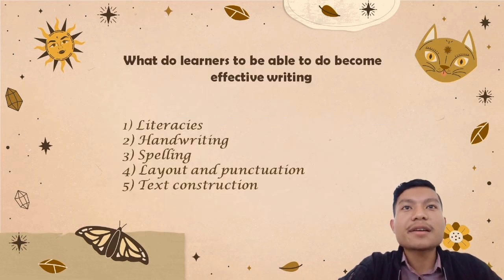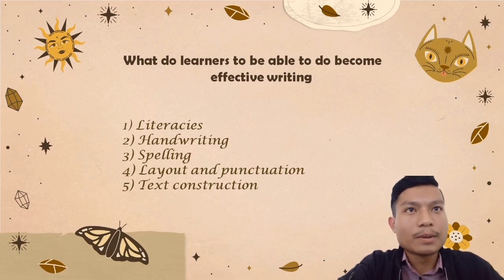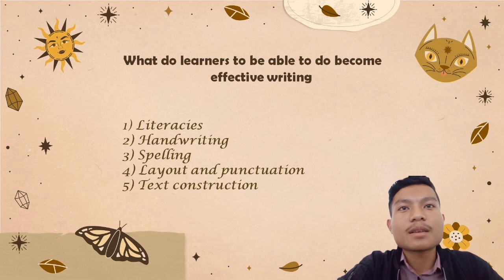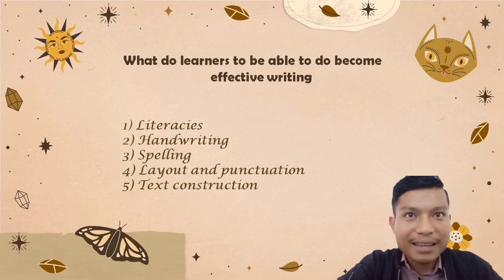And next, what do learners need to be able to do to become effective writers? First is literacy, and second is handwriting, third spelling, and the last is layout and punctuation.